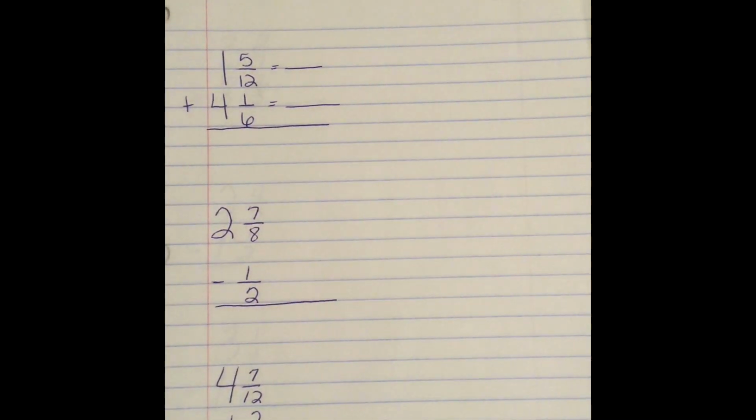Find your least common multiple. Make equivalent fractions. And then add the numerators. Fix the fraction if you need to. And then add the whole numbers.